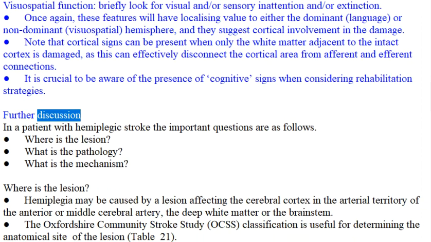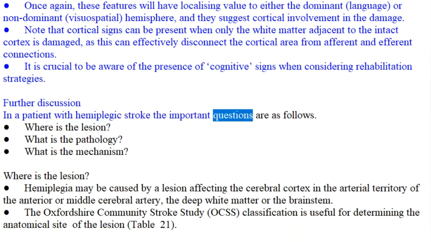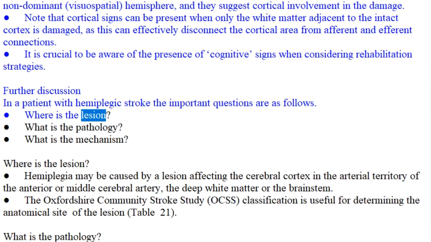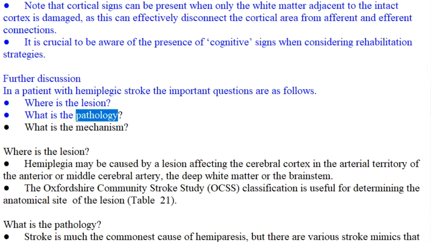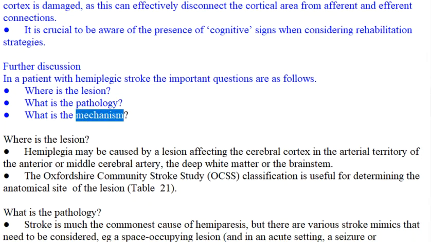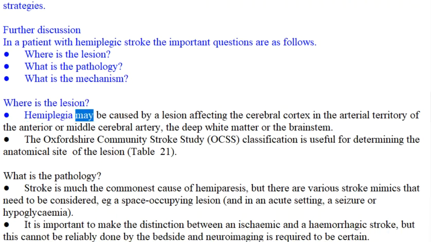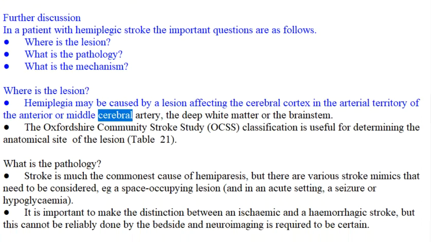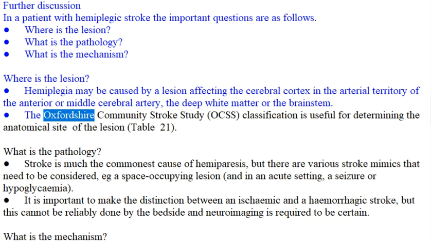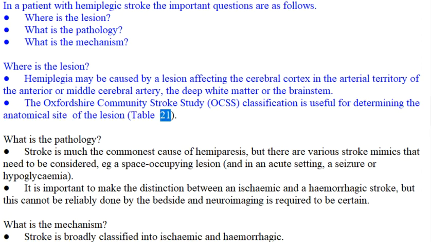Further discussion. In a patient with hemiplegic stroke, the important questions are as follows. Where is the lesion? What is the pathology? What is the mechanism? Where is the lesion? Hemiplegia may be caused by a lesion affecting the cerebral cortex in the arterial territory of the anterior or middle cerebral artery, the deep white matter or the brainstem. The Oxfordshire Community Stroke Study, OCSS, classification is useful for determining the anatomical site of the lesion, Table 21.